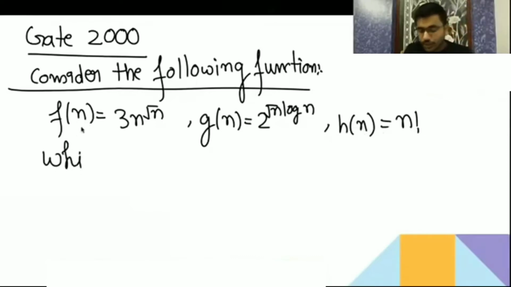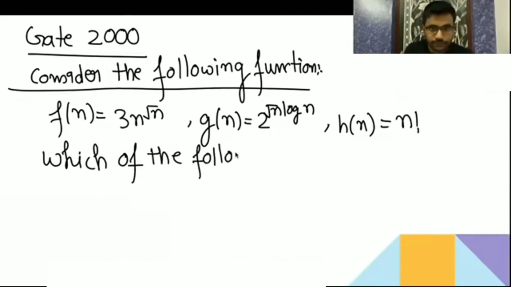In the options they are asking which of the following is true. Is f of n a big O of g of n, or g of n a big O of h of n? They are asking which one is greater. You try which is the big O of that. Please try, which of the following is true? Which one is greater here? Please tell me.